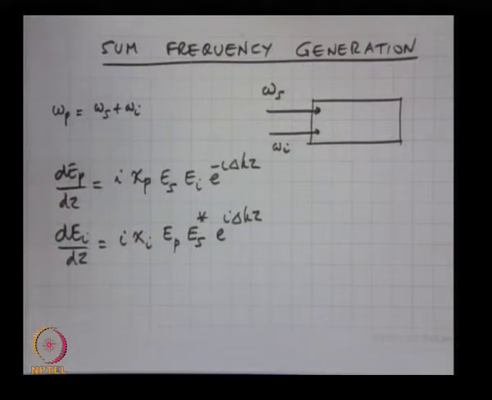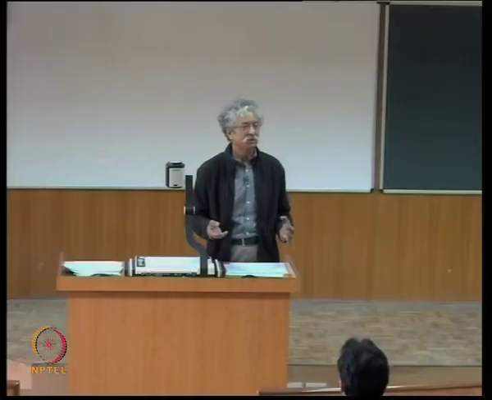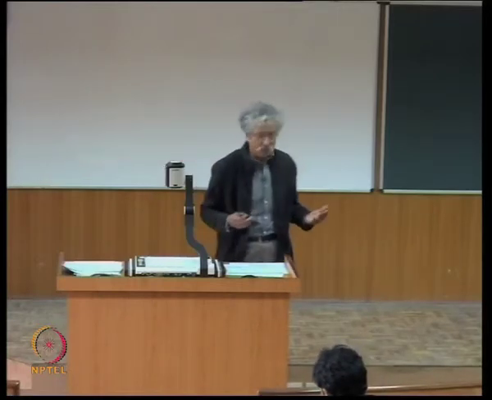So I have a strong signal coming in. Omega s is a strong light wave. Omega i is a weak light wave, and it can be weak or strong, it doesn't matter. But omega s is assumed to be strong so that I neglect the depletion of the omega s wave. Obviously, I cannot generate omega p unless I deplete omega s. So that's an approximation.